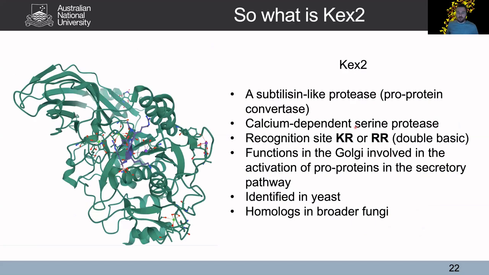So what is KEX2? KEX2 sits in the late Golgi, and what it does is it processes proteins during secretion from yeast, and fungi have a KEX2 homologue as well. They're calcium dependent, and what they do is they recognize this lysine-arginine or arginine-arginine double basic motif, and they cleave at this motif and take off prodomains, and so then you get the mature form of the protein being secreted.